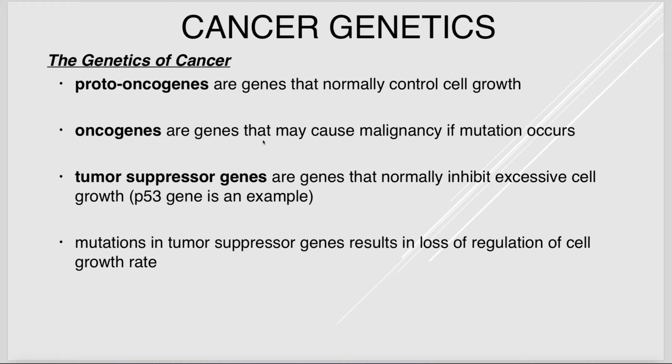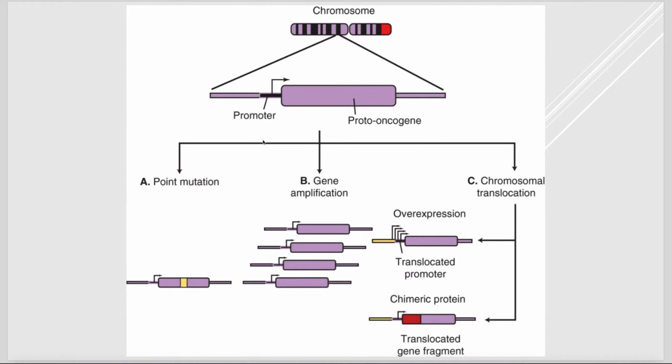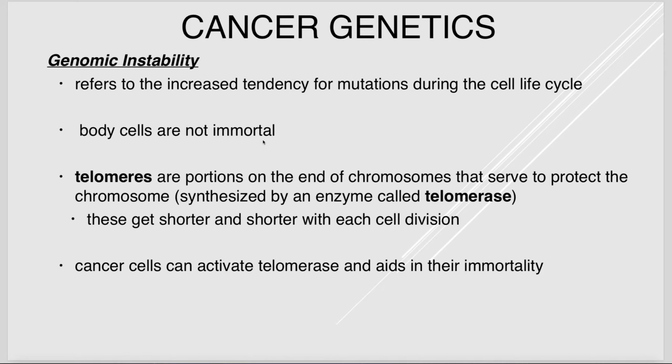I talked about the p53 gene. You don't really need to worry about that. But if you have mutations in tumor suppressor genes, you can lose the regulation of cell growth and cell division. This is just showing some of these proto-oncogenes and how things can kind of happen. You don't need to worry about that.